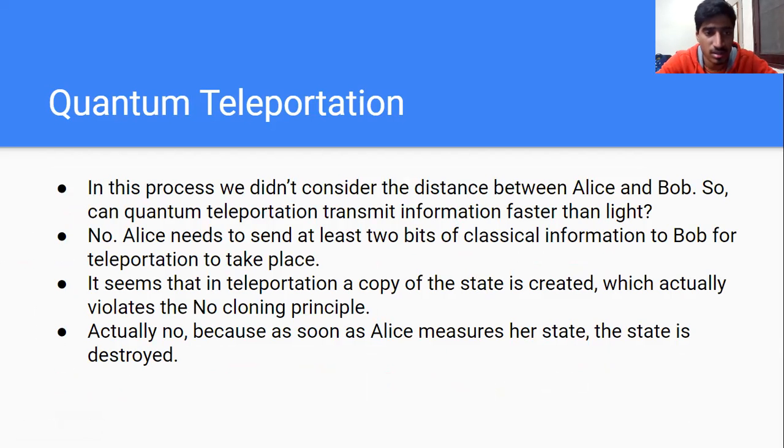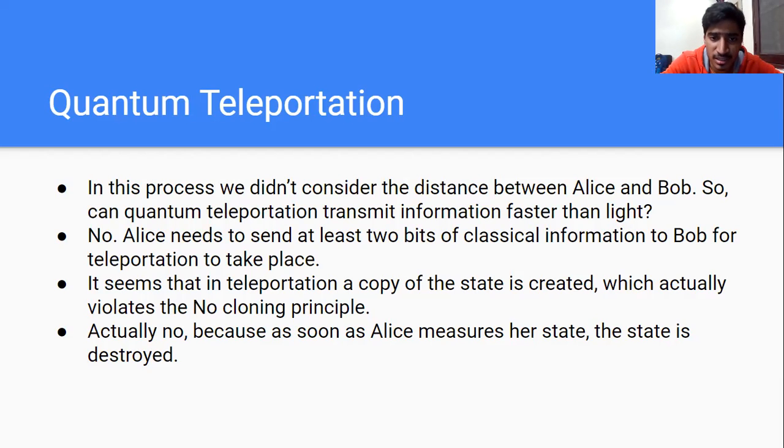Is it so? It is not actually true, because in order for teleportation to take place, Alice has to send at least 2 bits of classical information to Bob, via a phone call or any other way. Then only Bob can get the state which Alice wanted to teleport to him.